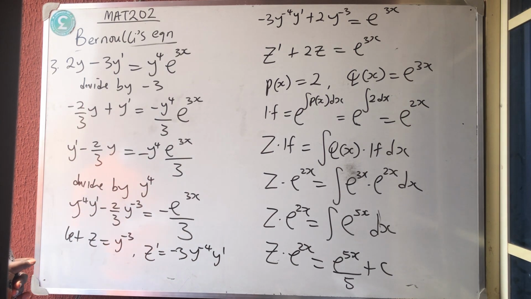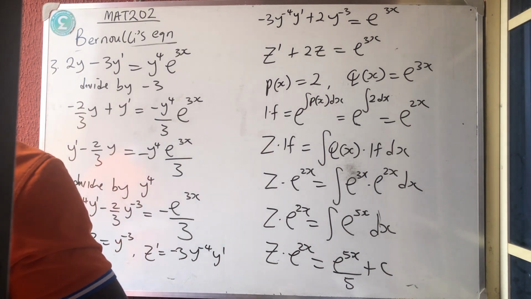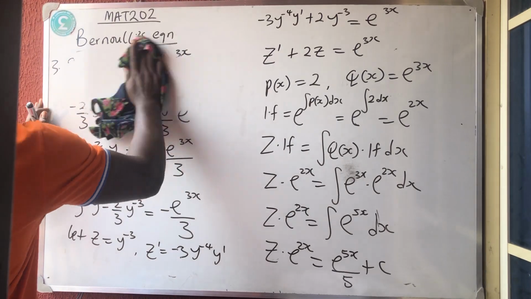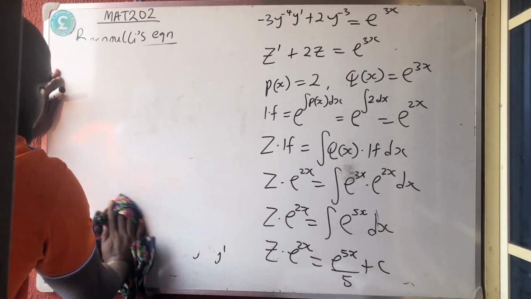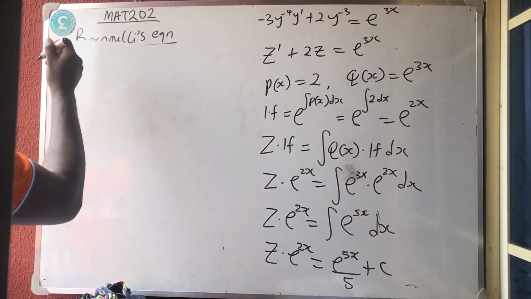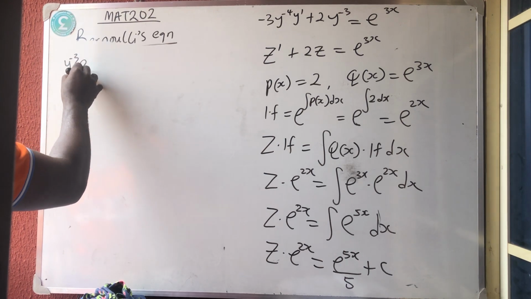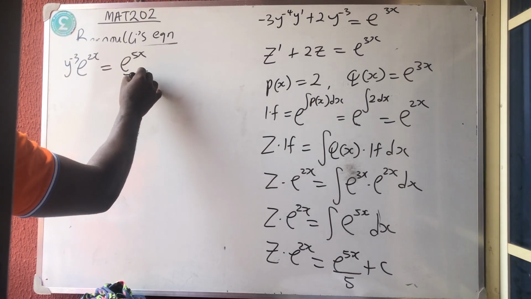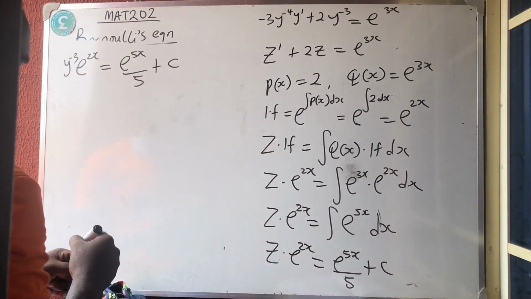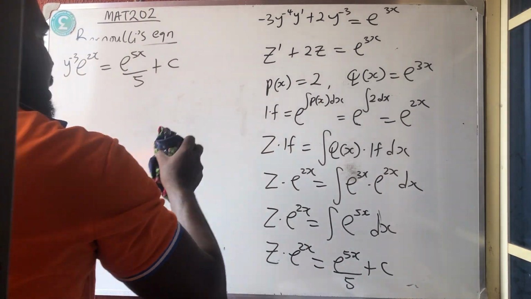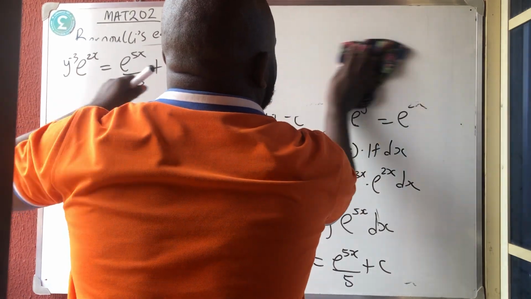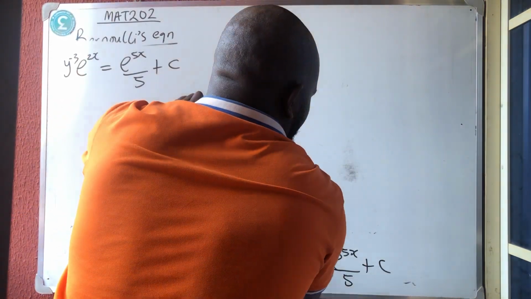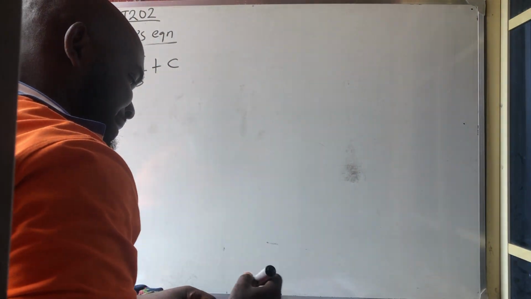what did I call my z? Okay, y raised to power minus 3. So the final answer becomes y raised to power minus 3 e raised to power 2x is equal to e raised to power 5x over 5 plus a constant. So that is that. The last question for this, then in our next video we'll talk about exact equation.